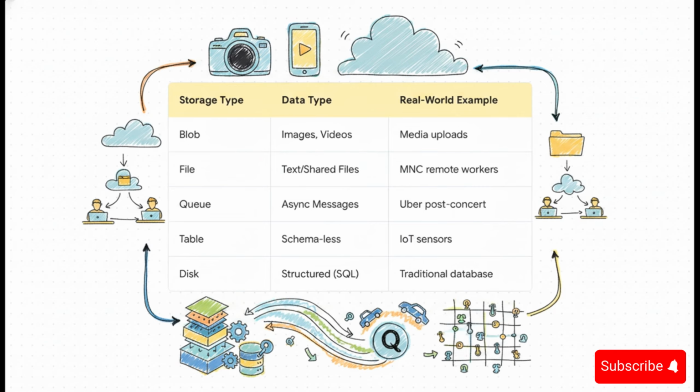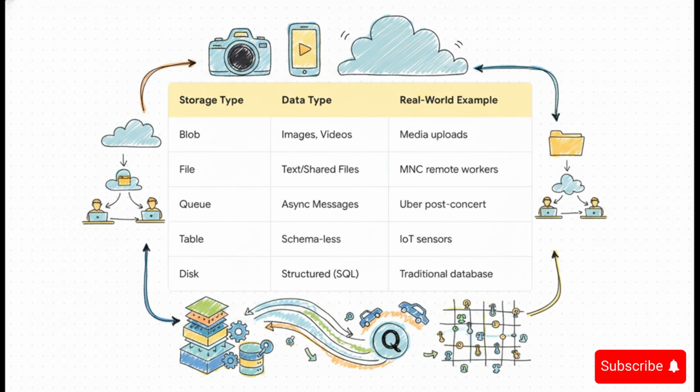This one's fascinating. Imagine a huge concert just ended. Thousands of people open up their Uber or Ola apps at the exact same second to get a ride. That absolute flood of asynchronous messages needs to be held and processed without crashing the entire system. Queue storage safely parks those requests until the algorithm can match them to drivers.